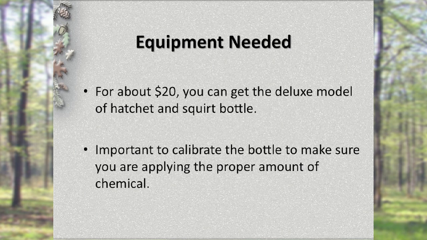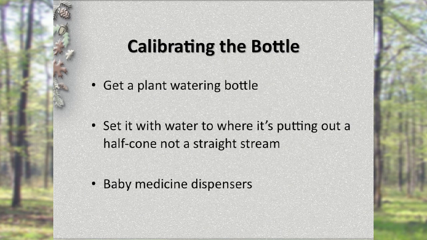It's important to calibrate the bottle to make sure you're applying the proper amount of chemical. Okay, so you get a plant watering bottle. You can get a decent one for a couple bucks at Walmart or your local feed store. You want one with an adjustable nozzle, and you want to adjust that nozzle so it's coming out as like a half cone. And then you get baby medicine dispensers. You can go to your local pharmacy and ask them for some. They measure out in milliliters, and you want about 1 milliliter per spray.